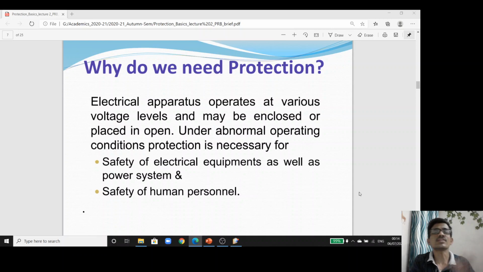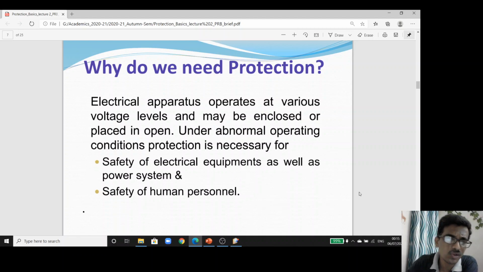So all the essential things that we need in today's competitive world, to maintain the reliability, to maintain the continuity of supply, to go for economic operation, are not possible if we are not providing protection to the various parts of our power system. And secondly, and most important, we need to provide protection to our equipment as well as to the human beings working in the power system.